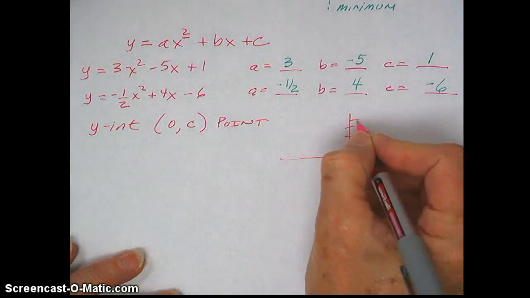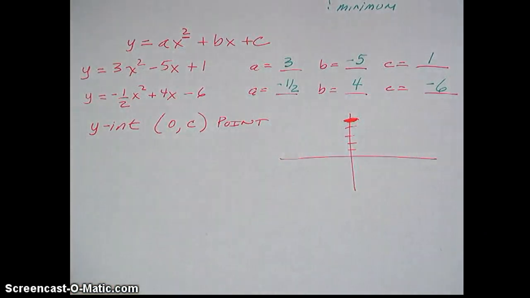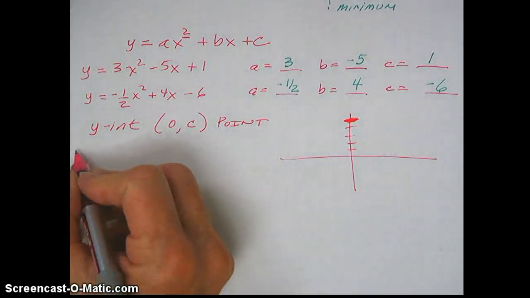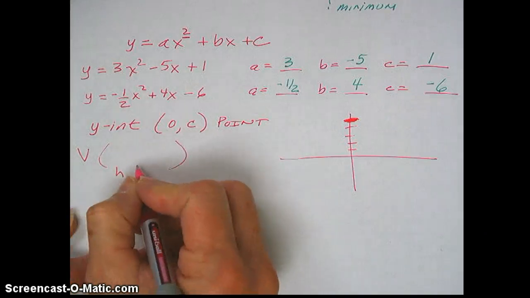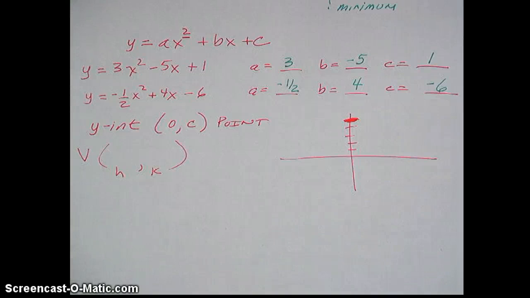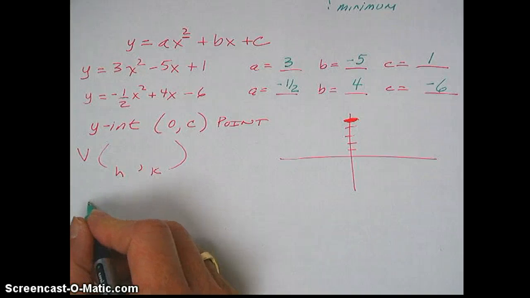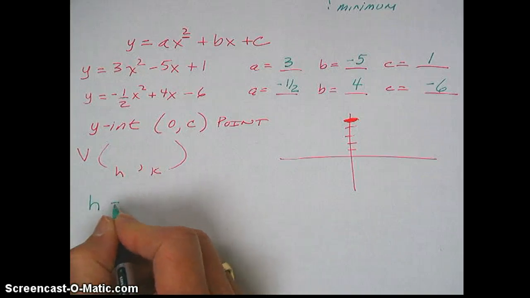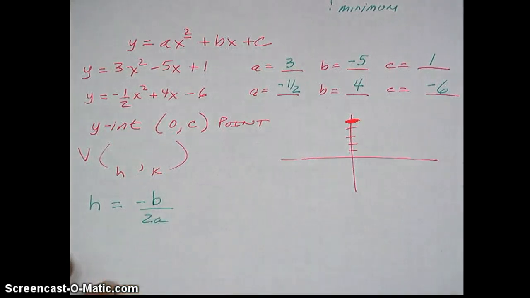The point 0, c is where it's going to cross the y-axis. Okay. In a parabola, we're going to need the vertex. So the vertex has an h point and it has a k point. But in standard form, we're not given h and k. So we've got to go find it. So we have a different formula for this, and the formula to find the h value is minus b all over 2a.